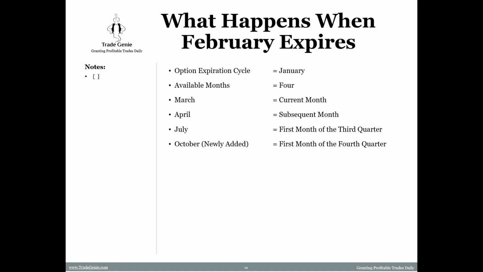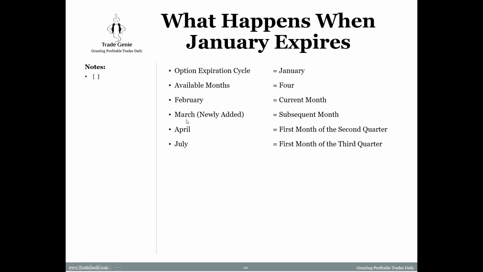Now what happens when February expires? We know we need to have at least 4 months, and the stock belongs to the January cycle, so the available months are 4. When February expires, March becomes the current month, and April becomes the subsequent month. So here we have March, April and July. Now when February expires, we already have March, April and July, but we need another month below July.